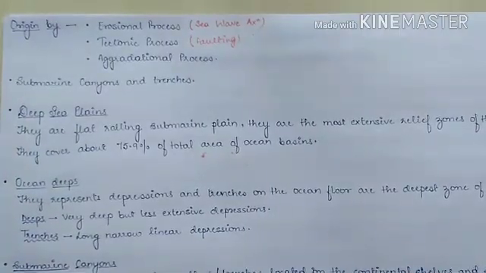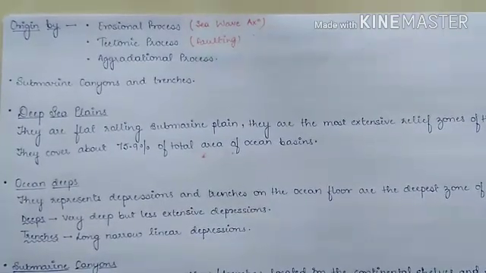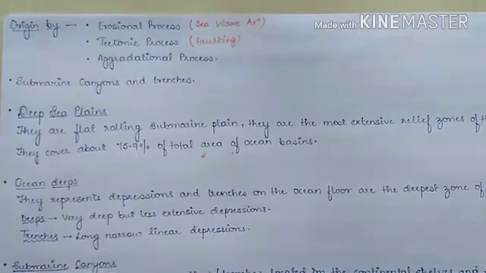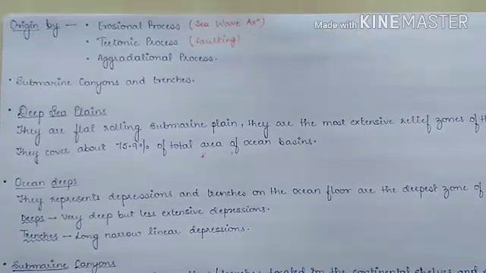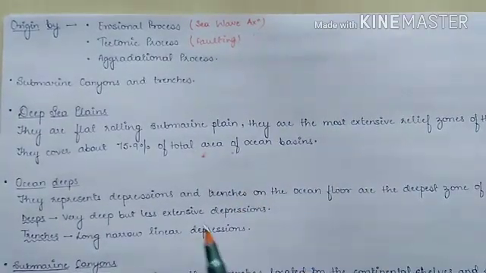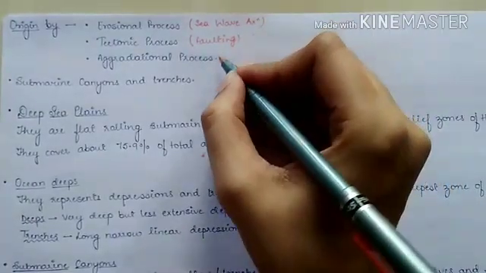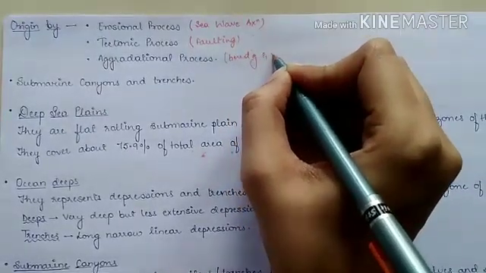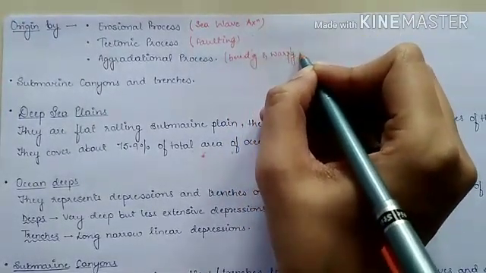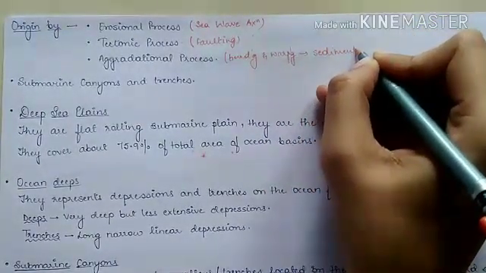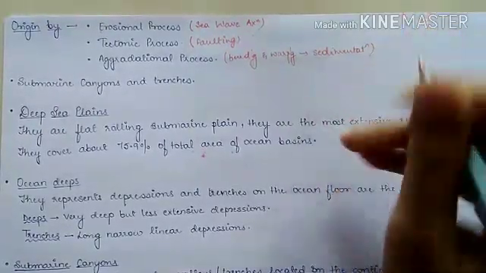Lastly, we have aggradational process, and according to this process some exponents believe that the continental slopes are formed due to bending and warping of continental shelves, followed by sedimentation. So here they are formed due to bending, warping, followed by sedimentation.